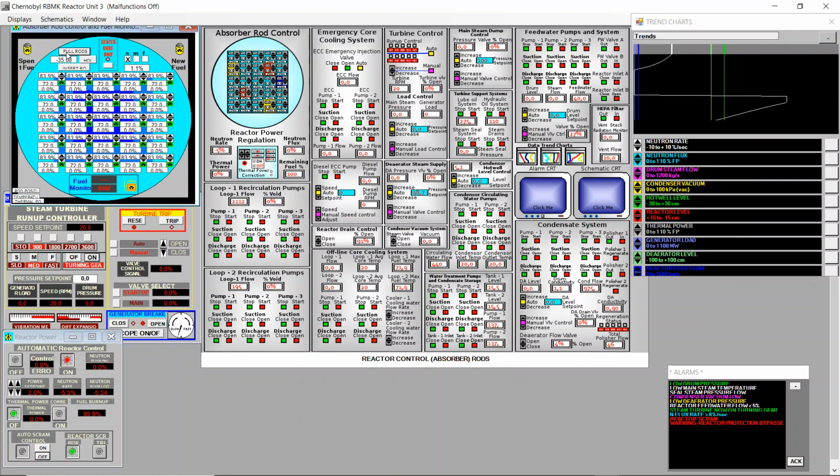Okay, pull rods. I don't think it will allow me because there is the alarm here. The reactor scram is reset. Turbine is reset. Can I pull rods? Fast. Yes, I'm pulling rods now.